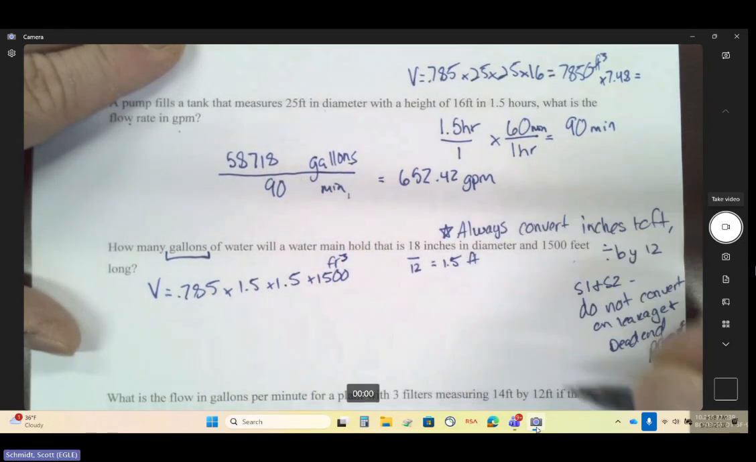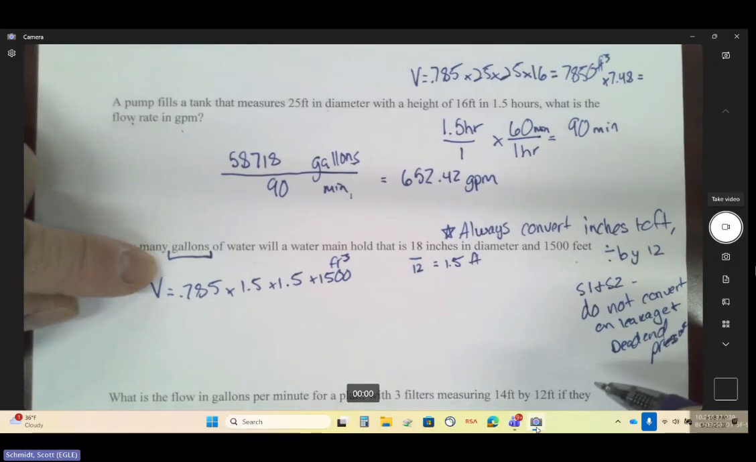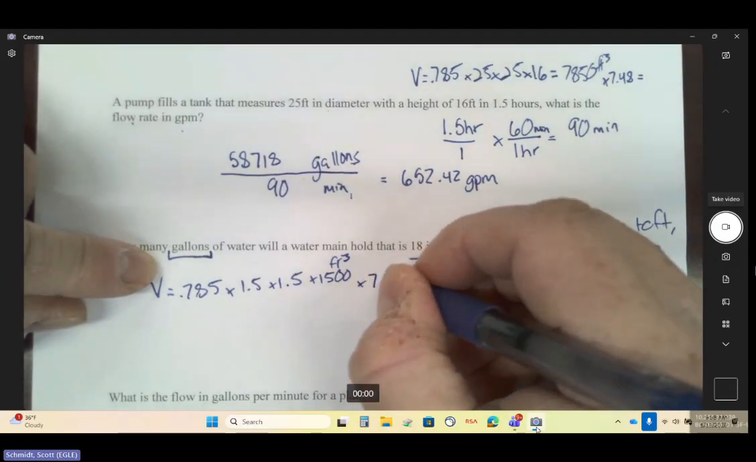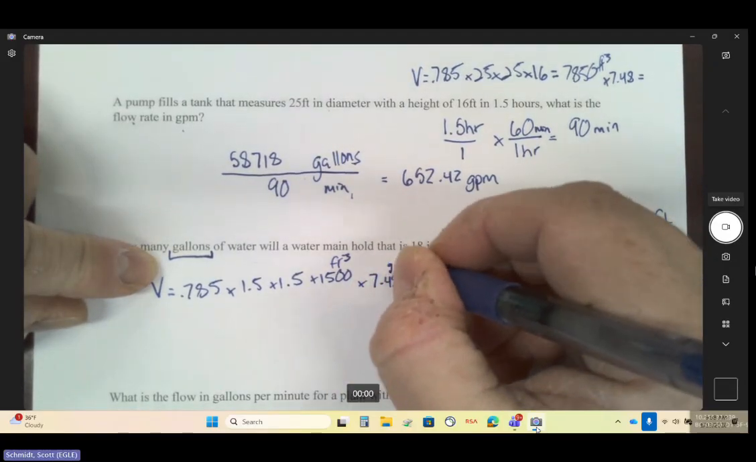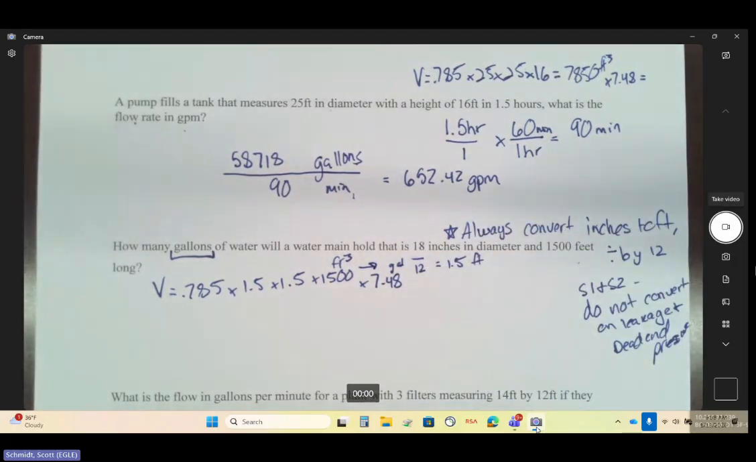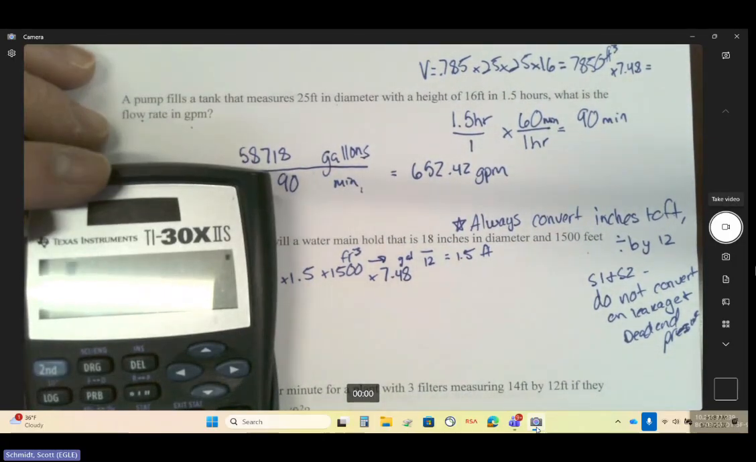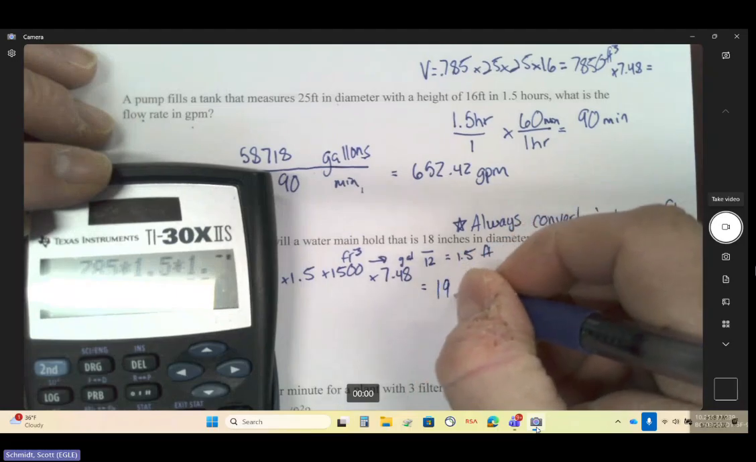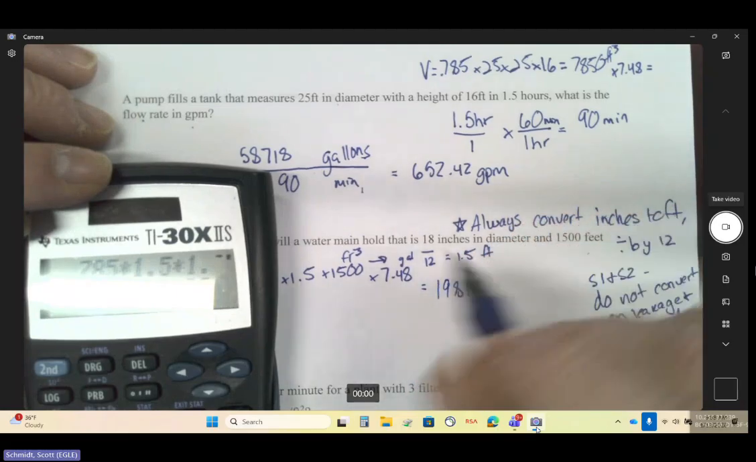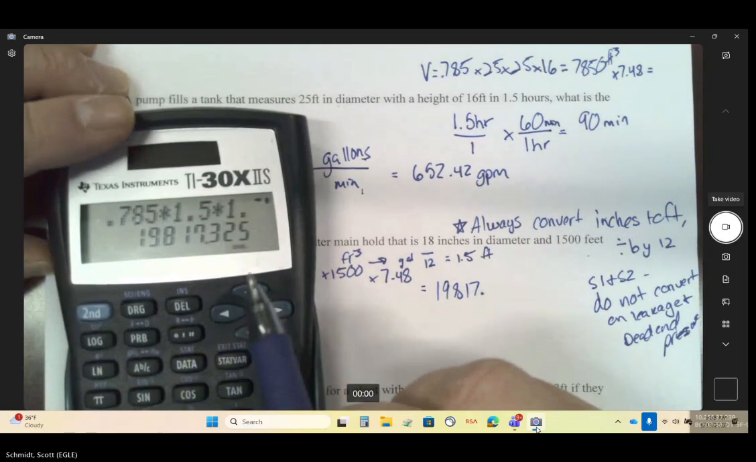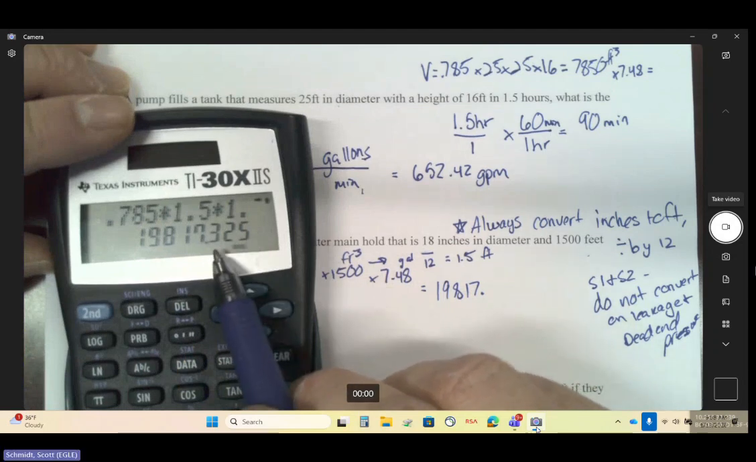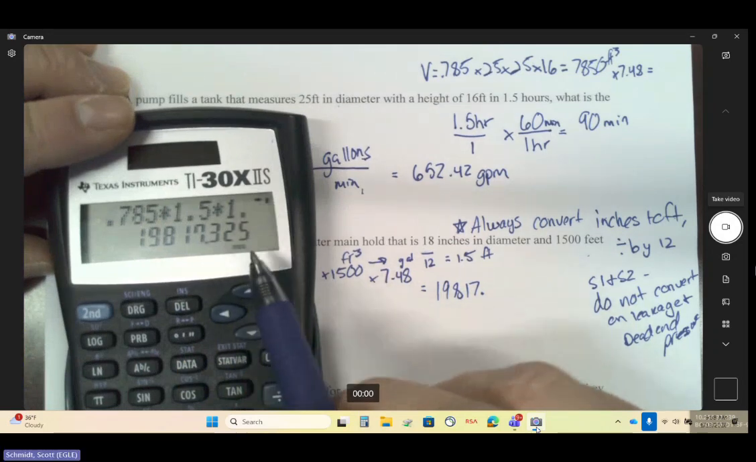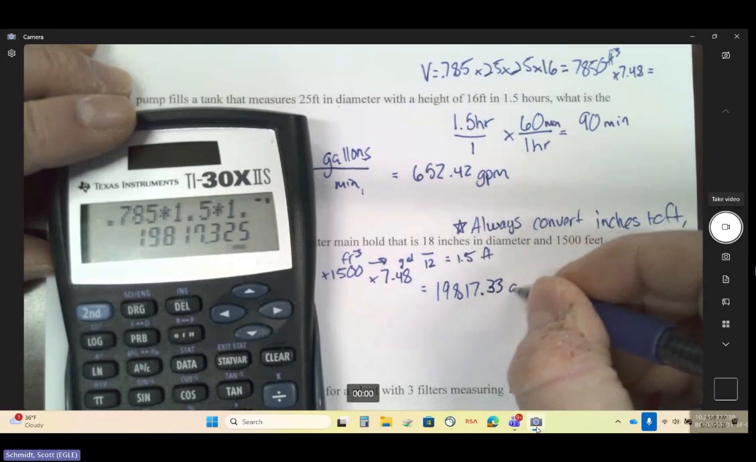This gets me cubic feet. I want the answer in gallons. So if I times this by 7.48, this will get me to gallons, and I can do it in one step. And you can type it all into your calculator. 0.785 times 1.5, 1.5 times 1,500 times 7.48. So in one step, I now have my answer of 19,817.325. So 2 decimal places, I go here and round up because the 5 are up, you round up. So 33 gallons.